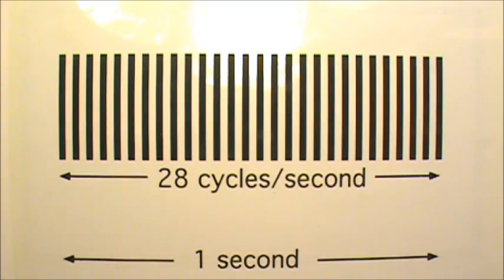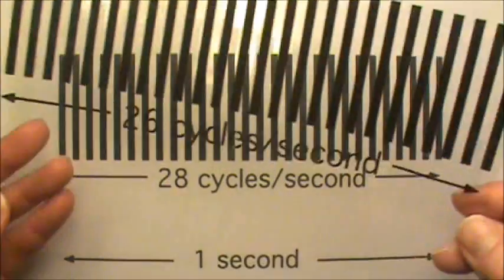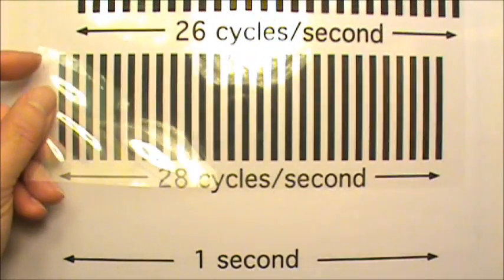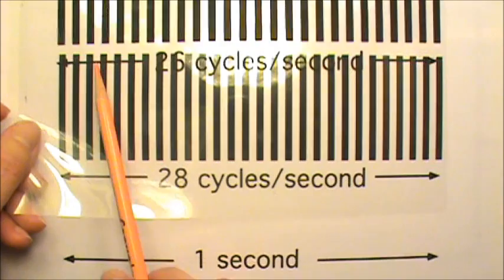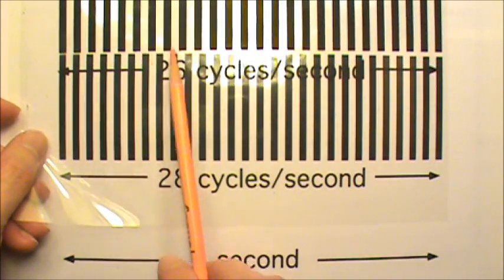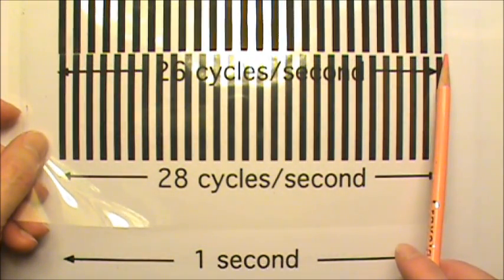Although I'm not showing you the proof for the beat frequency equation, I want you to see this. Here I have 28 bars in this length. If this is 1 second, that means this will be 28 cycles every second. And here I have another one. This one says it's 26 cycles every second. So there are 26 bars in the same length.